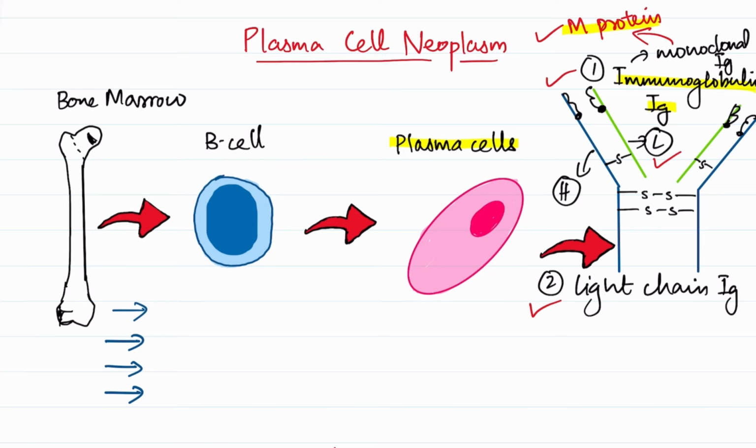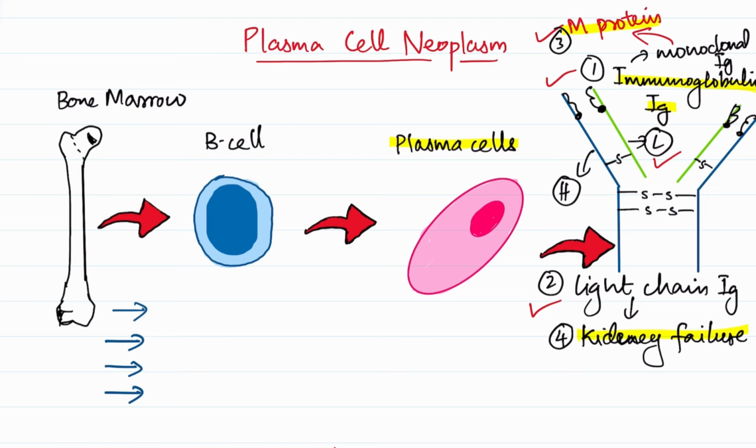Now, the normal immunoglobulins are large enough and are not filtered by the kidneys. But the light chains are smaller in size and get filtered in the kidneys. So they will lead to damage of kidney tubules. So renal failure could occur in plasma cell neoplasms. So that's the 4 points that we need to remember in general about plasma cell neoplasms.